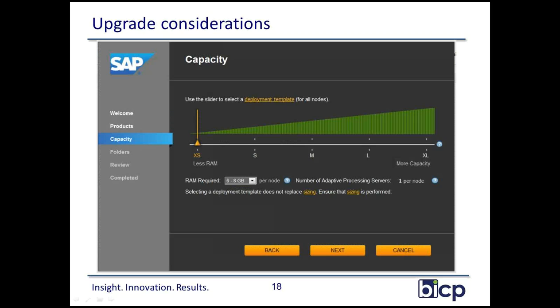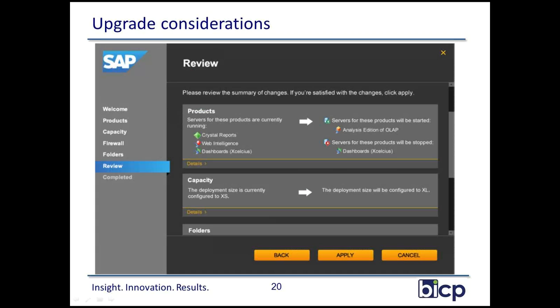Then you'll also have to choose your RAM that you have available per node. So in other words, having done the sizing exercise, you'll have determined what your hardware needs are, and now you're inputting what hardware you have and what tools you have, and this user interface then will make those adjustments within the CMC for those specific services. There's a review available, and when it's completed, it actually gives you a bit of a report back and the ability to save a log as well.